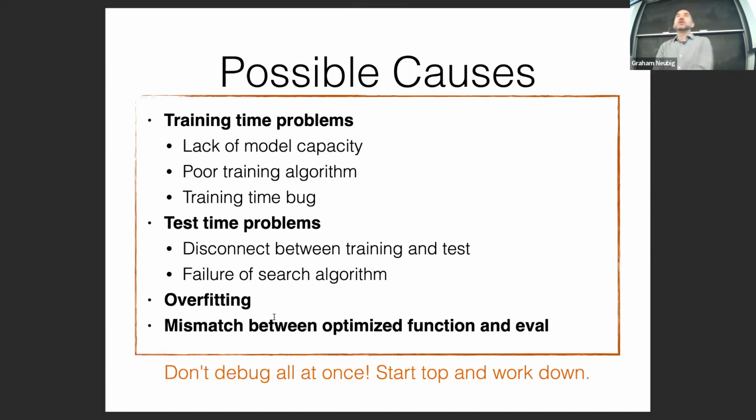And all of these things are things that you will encounter if you are training NLP models for a long time. The important thing is to identify which one of them is the problem you're actually encountering, because then that allows you to quickly debug it and fix it. Another thing is the ones at the top tend to be easier to diagnose than the ones at the bottom. So it's a good idea to start with the ones at the top and work your way down.